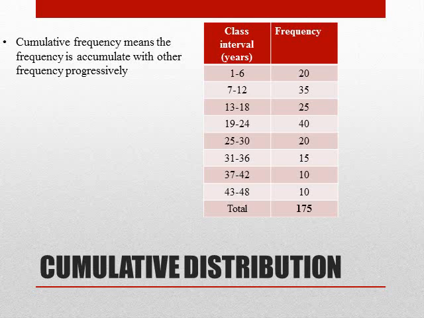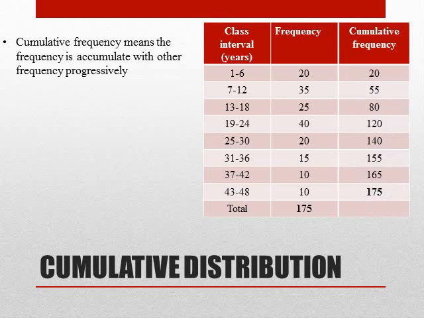Normally the question will give you the class interval and frequency. To put the cumulative distribution, you need to put it in the next column. Normally it's like that. Here you can see that for the first class, 1 to 6, the frequency is 20 and the cumulative frequency is also 20. For the next class, the frequency is 35. However, the cumulative frequency is 55.